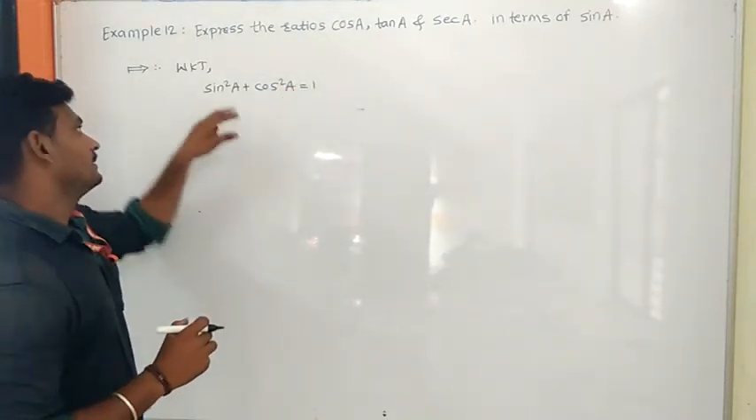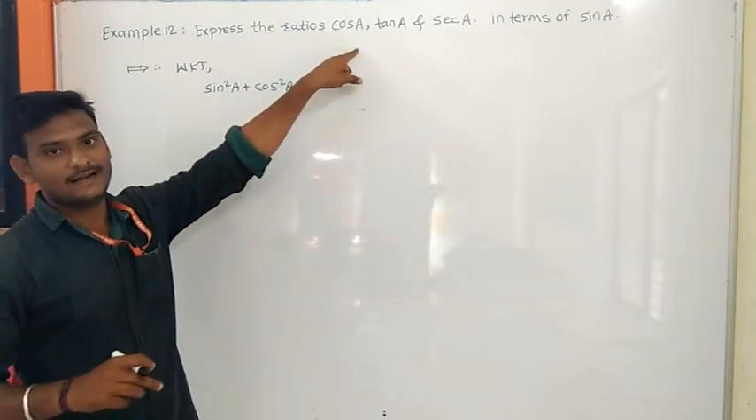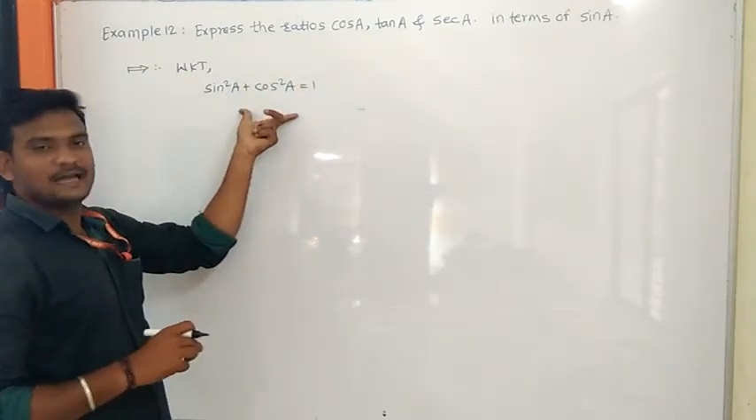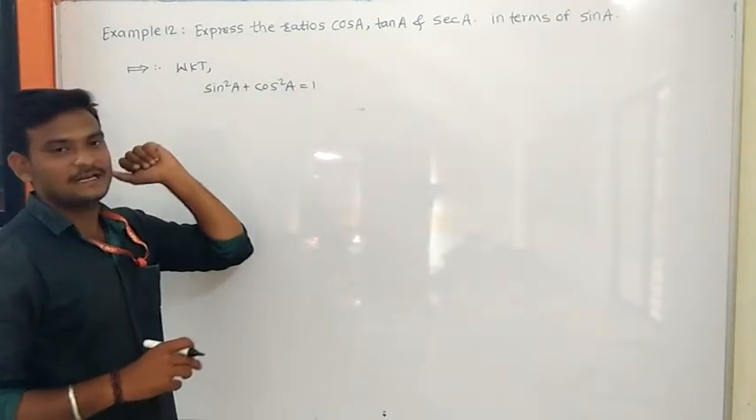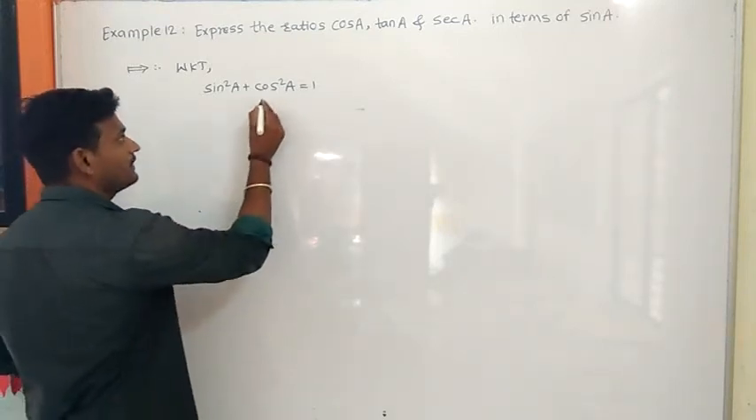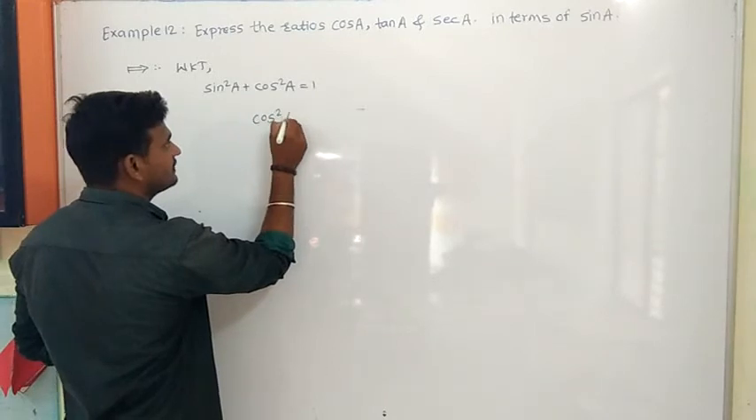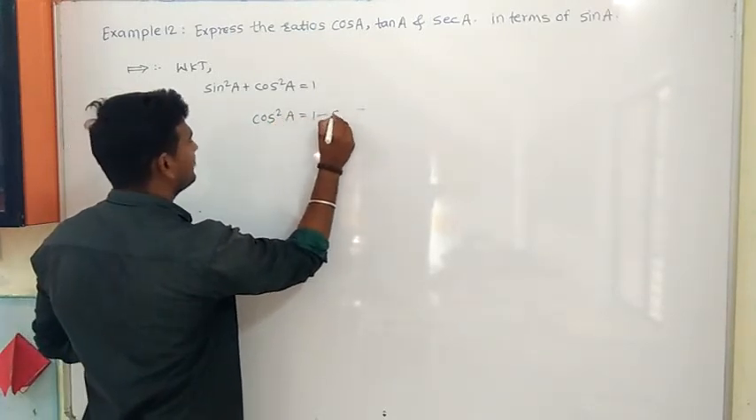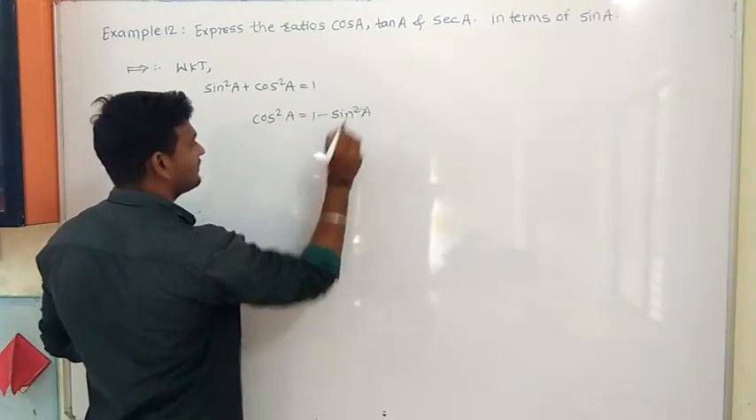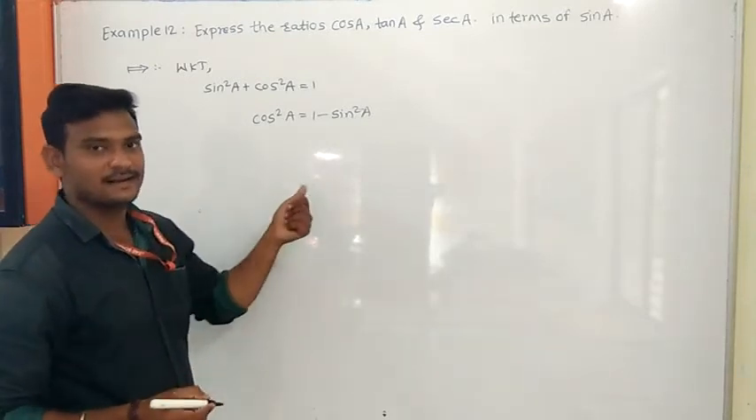How to see here? Cos A का value आपको find करना है in the terms of sin A. From this, can we get the cos A in the terms of sin A? Yes. See here how to bring. Send this sin square A towards right hand side. It will become cos square A is equal to 1 minus sin square A.